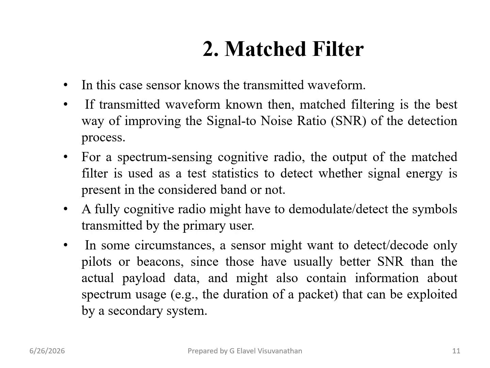For a spectrum sensing cognitive radio, the output of the matched filter is used as a test statistic to detect whether the signal energy is present in the considered band or not. A fully cognitive radio might have to demodulate or detect the symbol transmitted by the primary user.